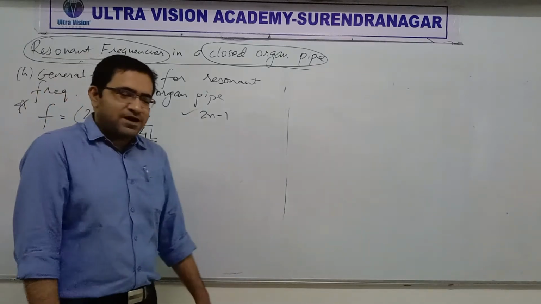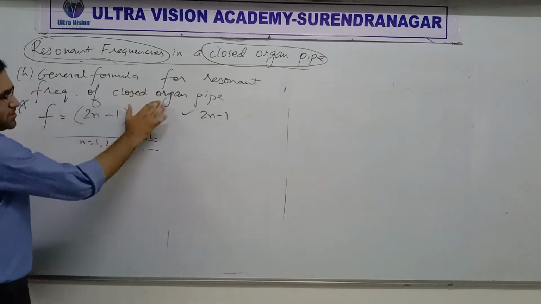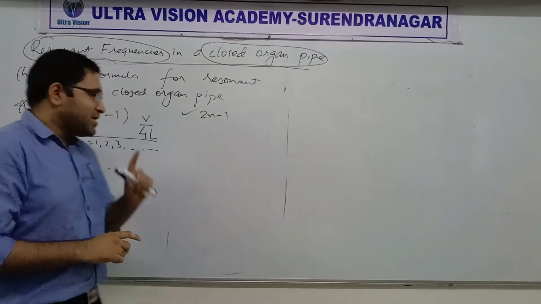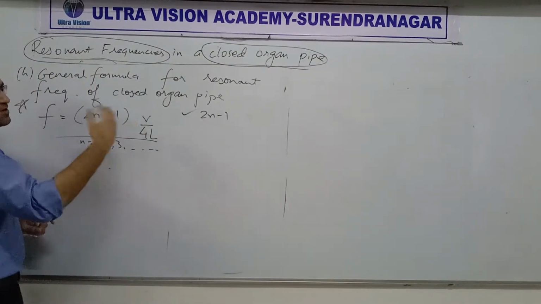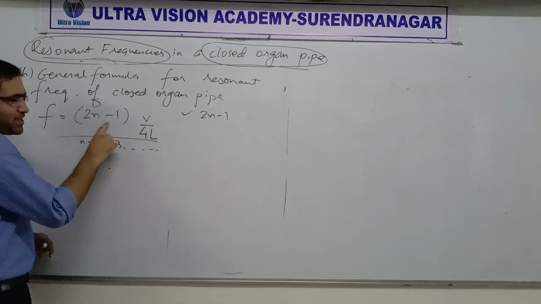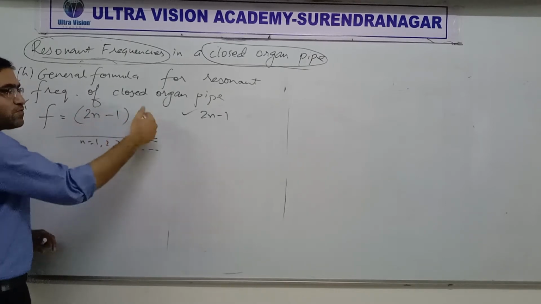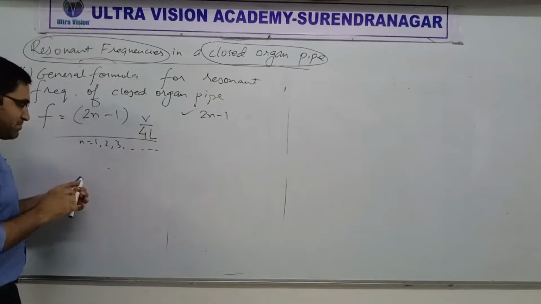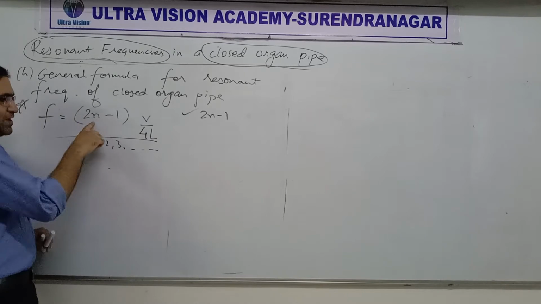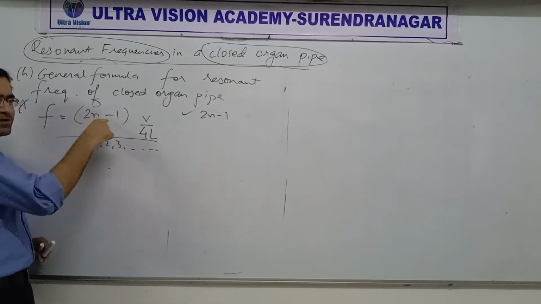Okay, last time we studied that if you've got a closed organ pipe, that is having one end closed and one end open, then the fundamental frequency and the other resonant frequencies can be given by this formula, where this whole bracket, 2n minus 1, is an odd number, into V by 4L. Of course, V by 4L is nothing but the fundamental frequency, right? So when you put value of n as 1, you get 1 here. When you put value of n as 2, you get 3 here, right?